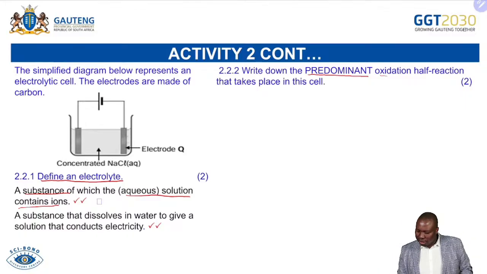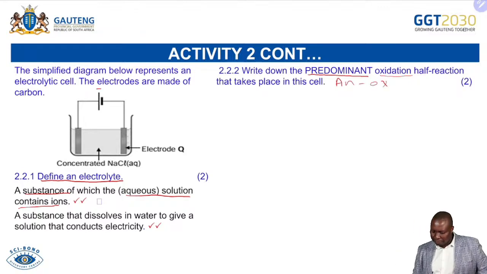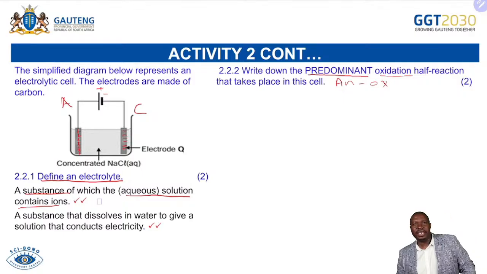Remember, oxidation happens at the anode, and we said positive is the anode here. Positive is the anode, so the positive one is the anode. The negative one is the cathode. So this is our cathode, this is our anode. That one we know for a fact.